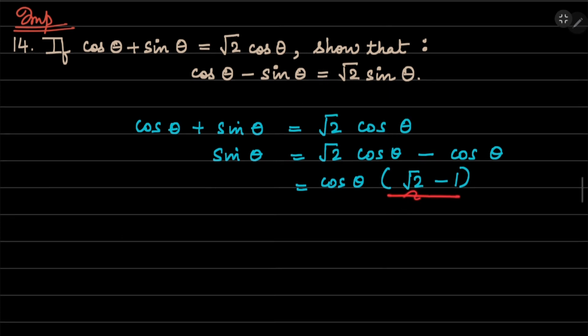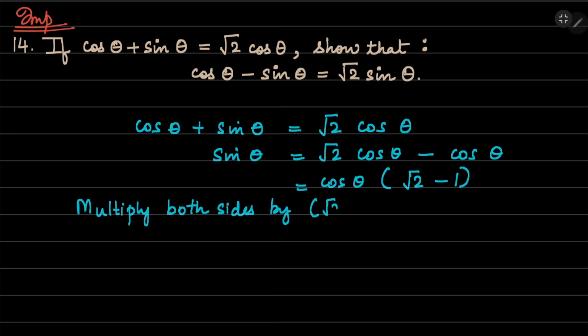What you have to do is multiply both the sides with just the opposite of it, the way you rationalize it. Take the reciprocal of this. So multiply both sides by, here you have a minus b, so you have to multiply it with a plus b. So what is it? Root 2 plus 1.